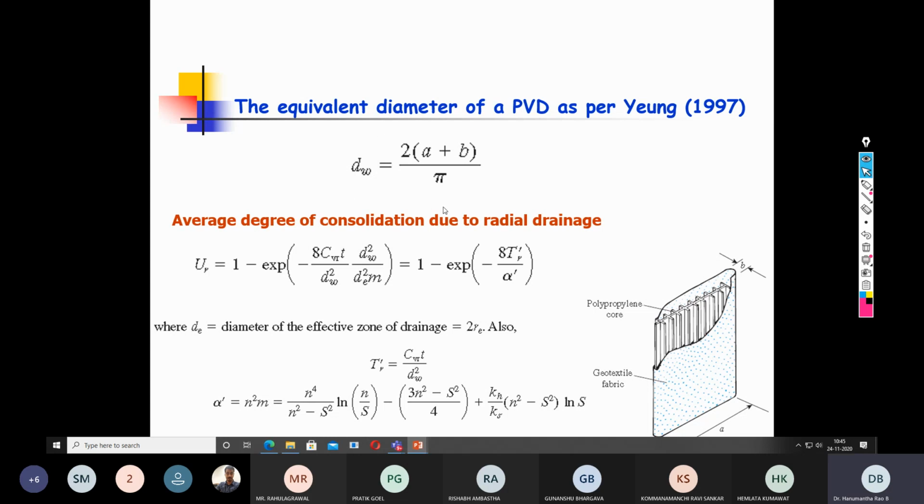So this is how to calculate the equivalent diameter dW in case of the PVD, that is 2 into (A plus B) by pi, and how to calculate the average degree of consolidation due to radial drainage, the same equation that we have seen in case of Barron's equation. So this is alpha dash, which accounts for both the smear effect as well as well resistance.